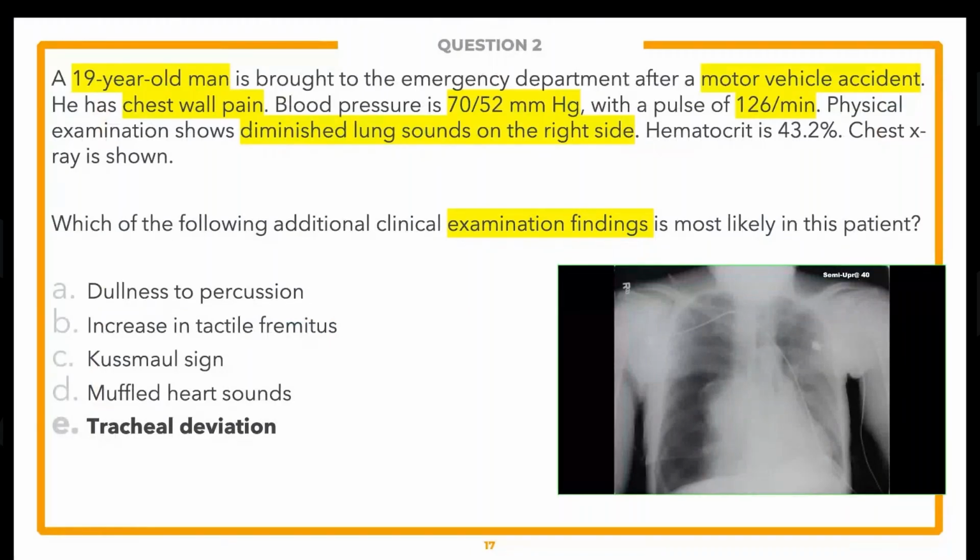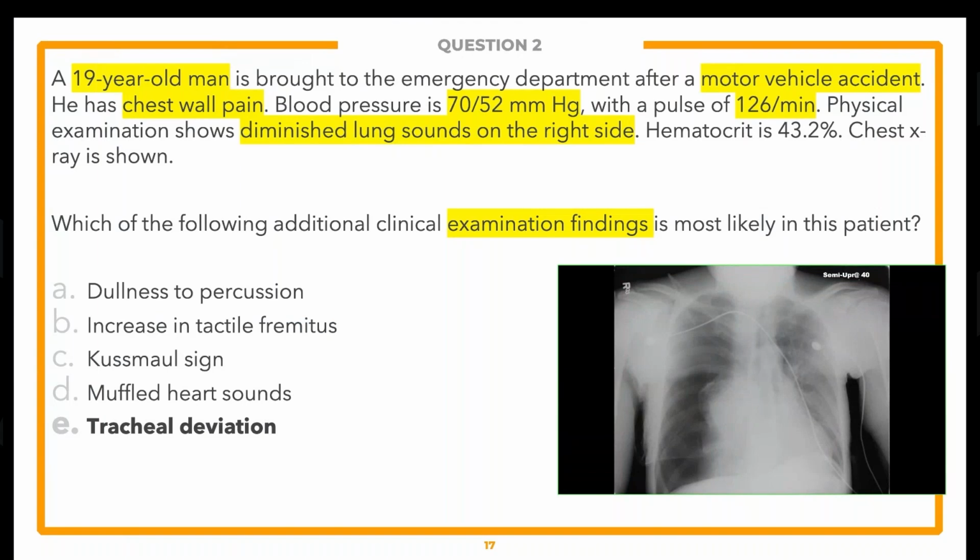Now, this is someone who is coming from an MVA, right? Your differential should be pretty wild. Lots of things can happen in a motor vehicle accident. You can have trauma to the chest. You can have contusion of the lung. You can have a tamponade situation. You can have anything.